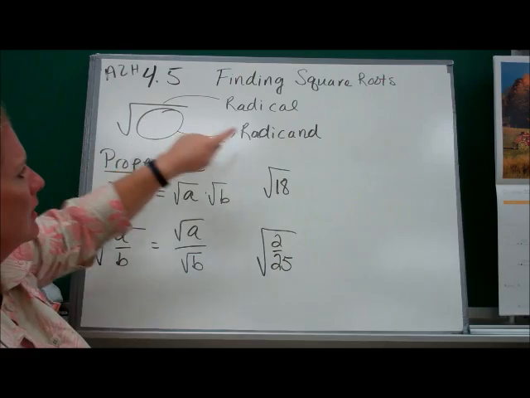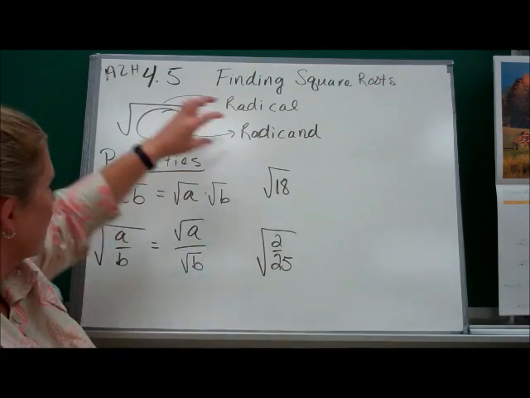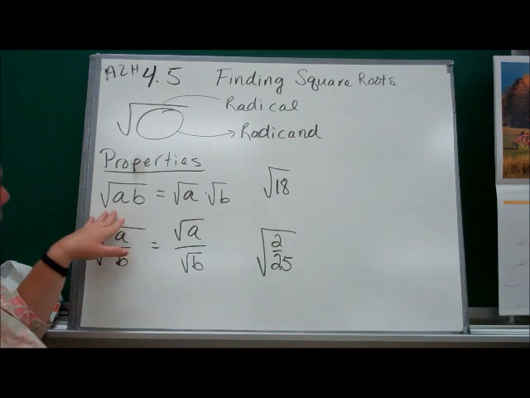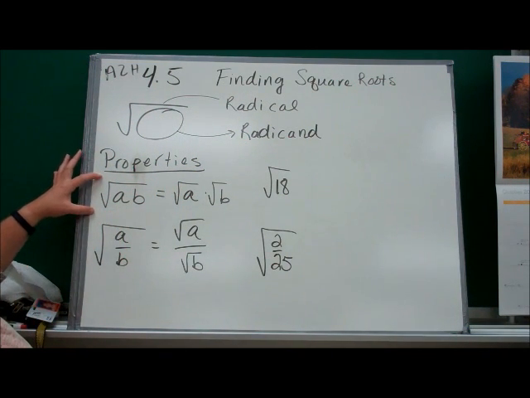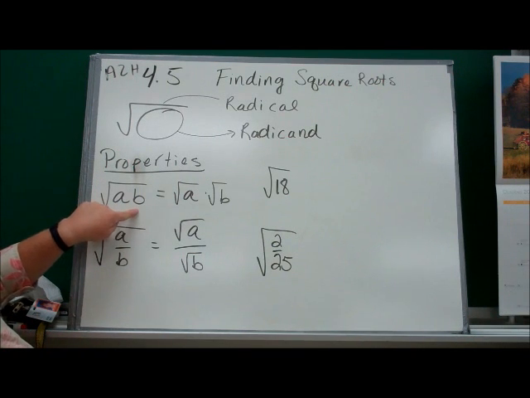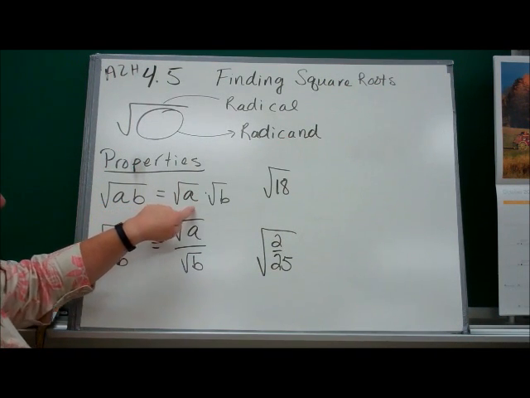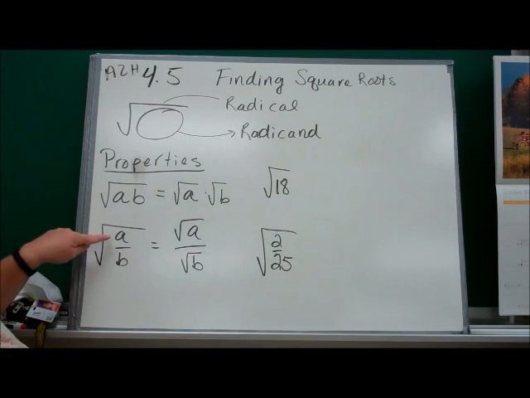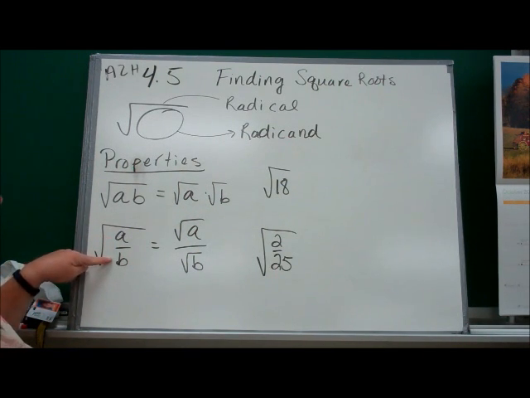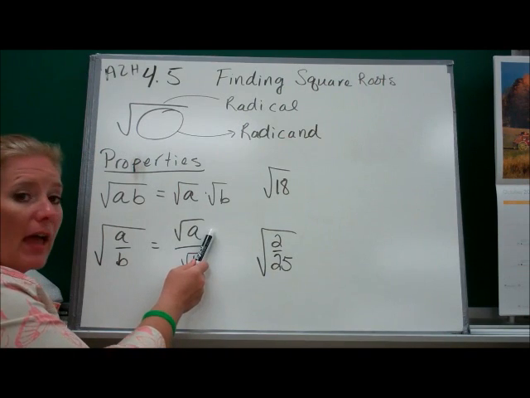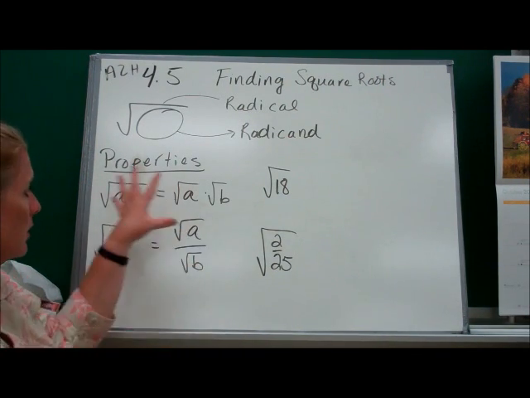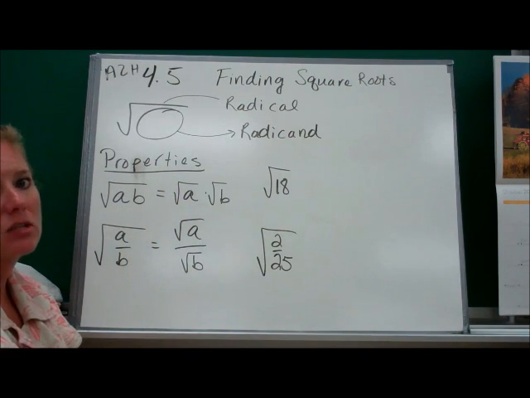The number underneath is called the radicand. So we're going to be dealing with the number underneath right now when we talk about these properties. For example, if we have the square root of a times b, that is equal to the square root of a times the square root of b. If we have the square root of a divided by b, that is equal to the square root of a divided by the square root of b. And this is what we do to simplify square roots.